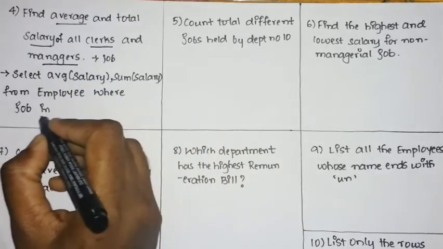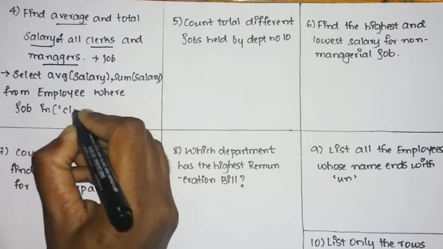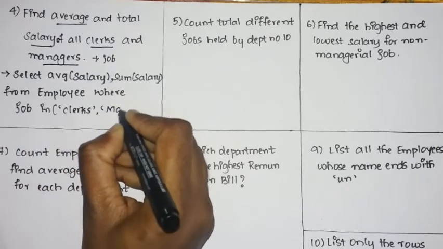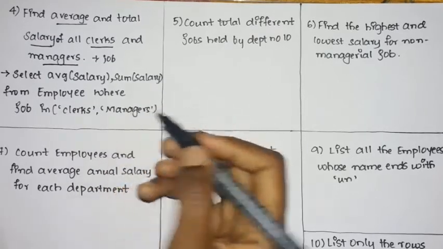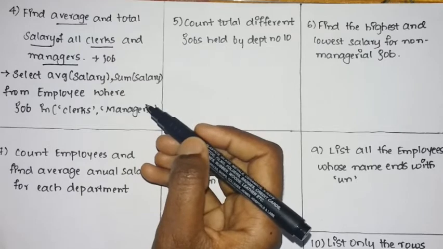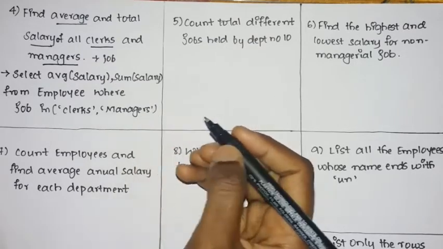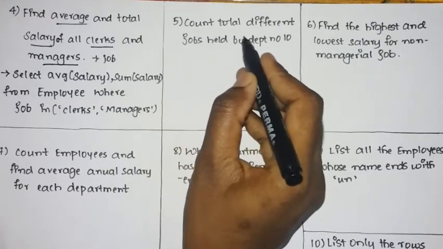For that we have the in operator. You can use the in followed by the job roles, clerks comma managers. So here it will display the average salary as well as the sum of salary of all the clerks as well as the managers.